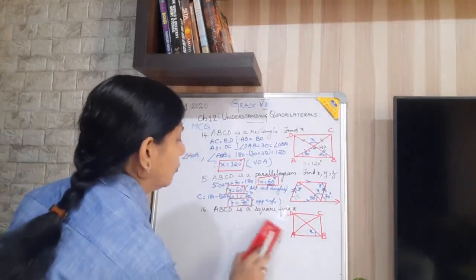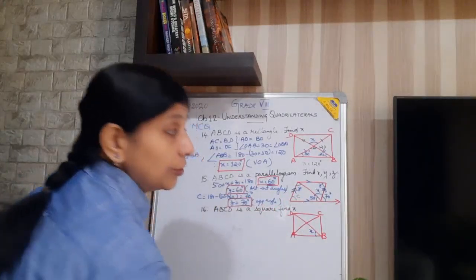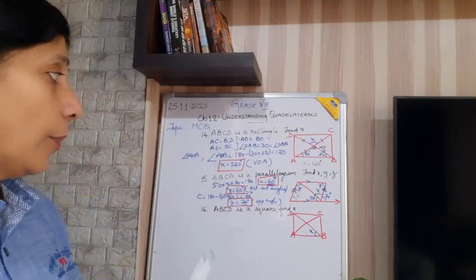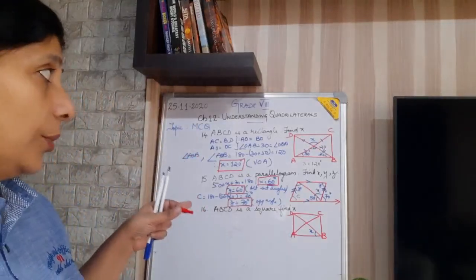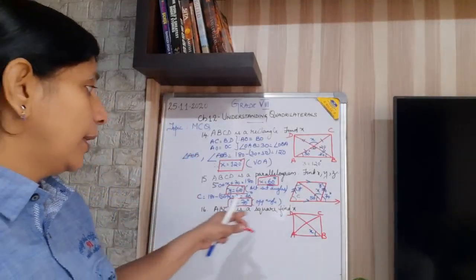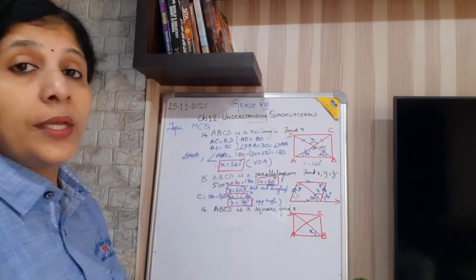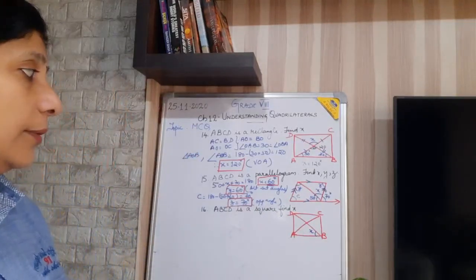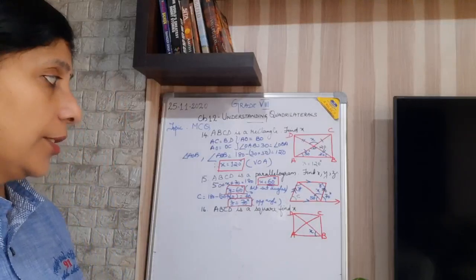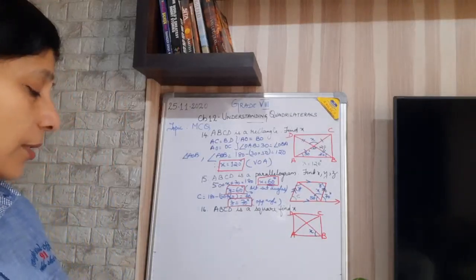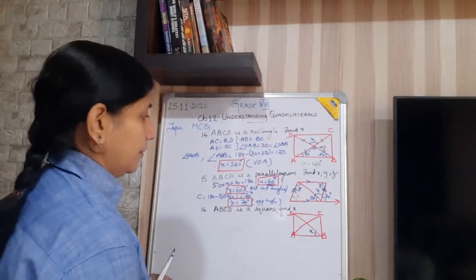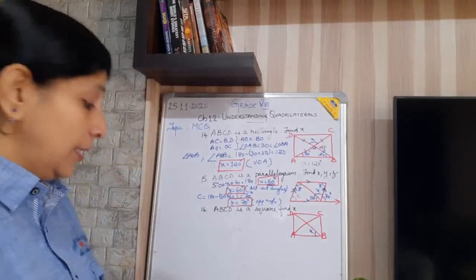Okay. Now we will go for the next one. Here you have to learn the properties of the parallelogram, rectangle, square, etc. Now ABCD is a square. Square means all sides are equal, the diagonals bisect each other, and the diagonals are equal. So here x is given, and each angle is 90 degrees.